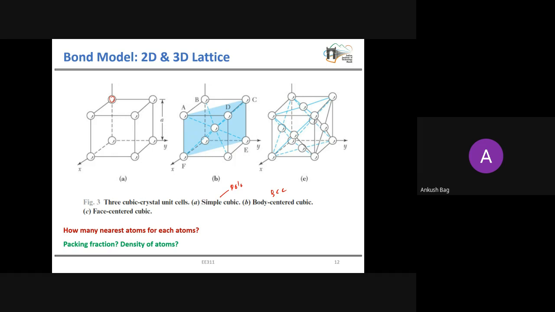So if you take one atom in simple cubic, how many nearest atoms are there? If you consider this, 1, 2, then here will be 3, 4, and this down 5, another one, 6. So in case of simple cubic, one particular atom has 6 nearest atoms.